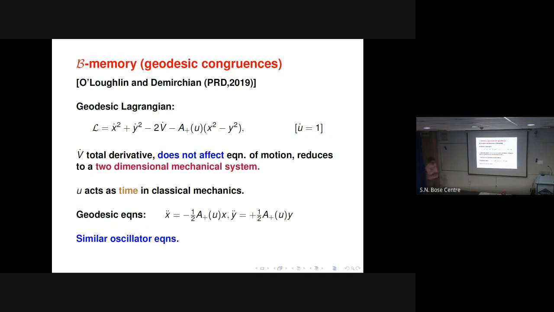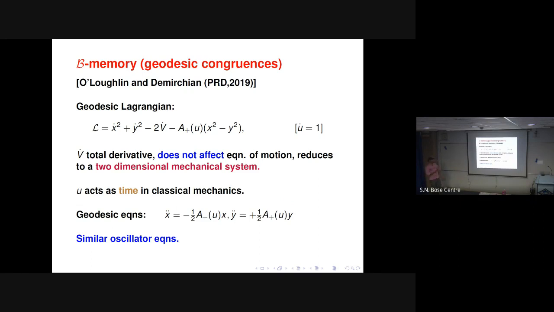So now the geodesic Lagrangian looks like this. And you note that U dot equals 1 because U is an affine parameter. Now note that this V dot, being a total derivative, does not affect the equation of motion. So the system reduces to a two-dimensional mechanical system. So you can see here, this x dot squared plus y dot squared are the two kinetic terms, and this is the potential term, and this V dot doesn't affect.